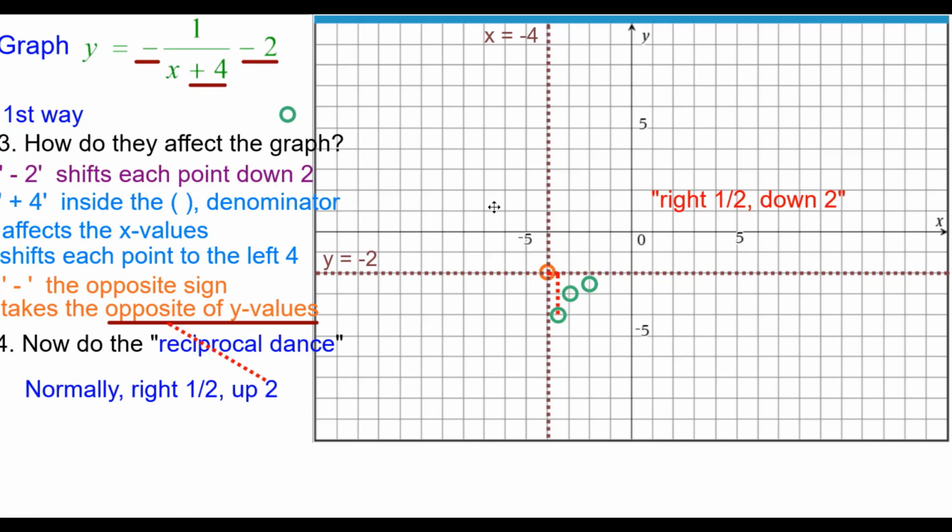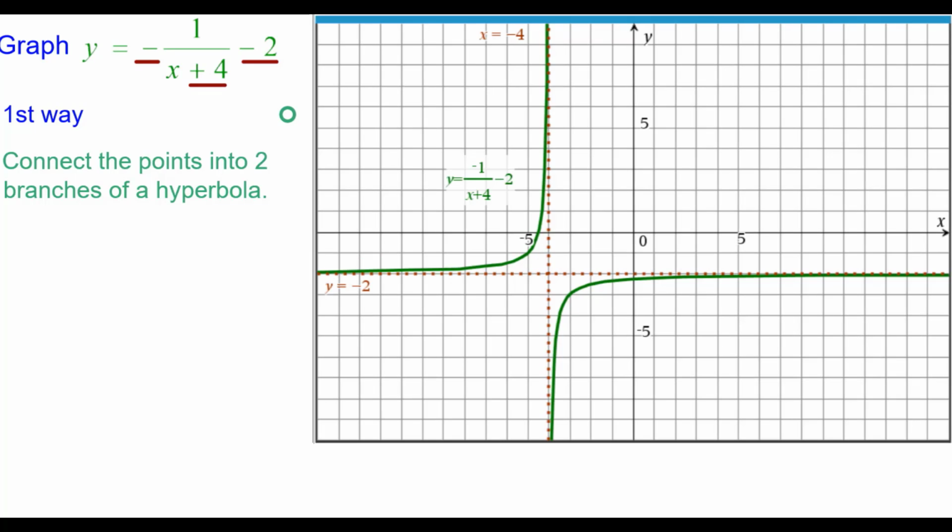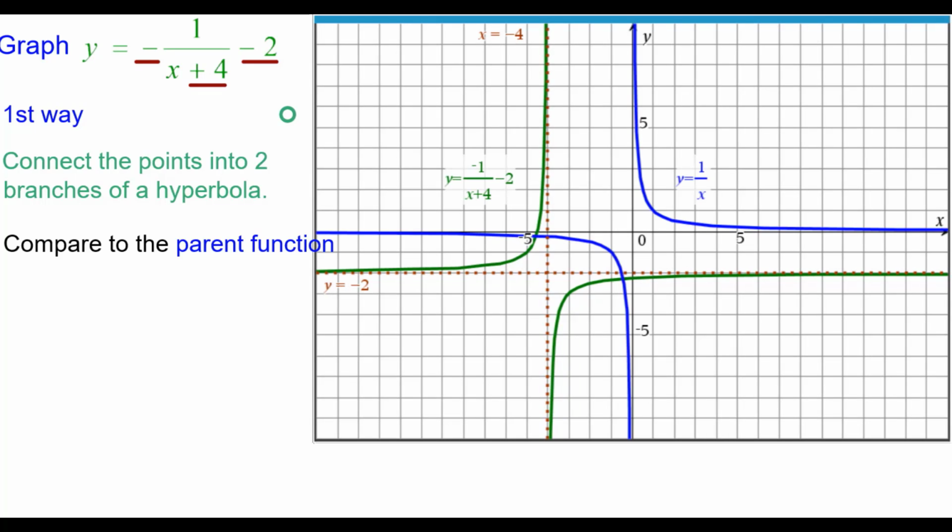Going in the opposite quadrant, so to speak, we would go normally left 1, down 1, but here we're going to go left 1, up 1, again taking the opposite of that down 1. Left 2, down a half becomes left 2, up a half. And left a half, down 2 becomes left a half, up 2. We can now connect the points into 2 branches of a hyperbola using the asymptotes as boundary lines. And here's our graph. We compare it to the parent function, and you can see it's been shifted and put in so-called different quadrants.